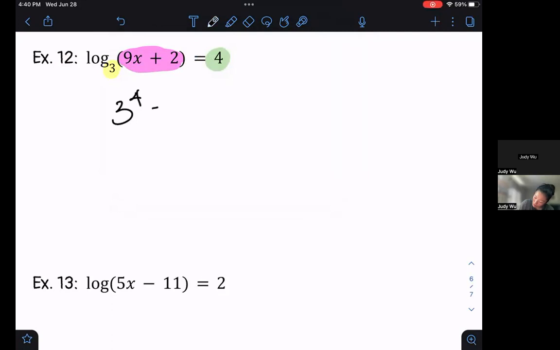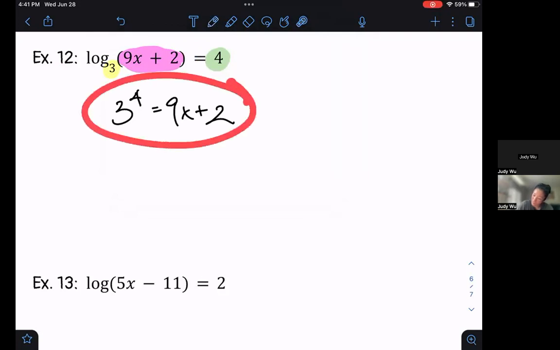3 to the 4th equals 9x plus 2. Now, I'm going to ask us not to simplify this. I'm going to ask us to write it in exact form. That means I don't want us to turn 3 to the 4th into a number. We can just leave it like that. Some of these powers are going to get really big. They're actually too big for our calculator to handle. So we're going to keep them as powers if we can.